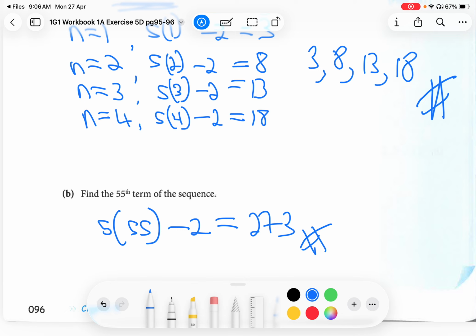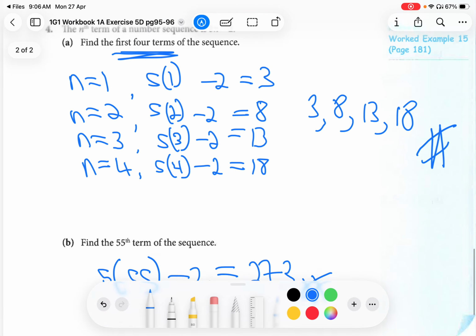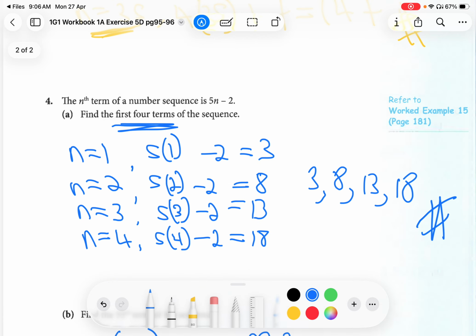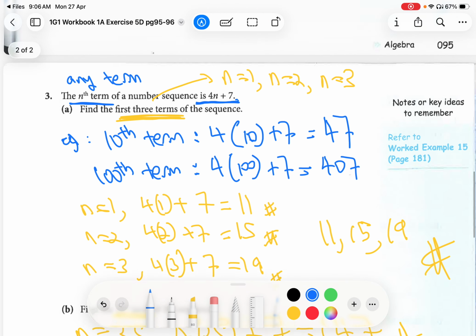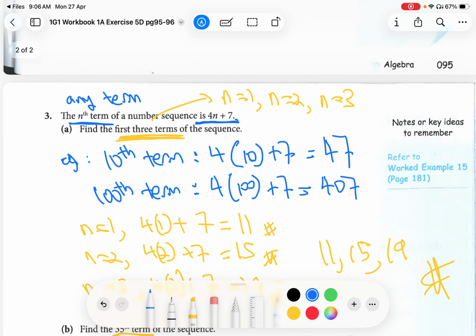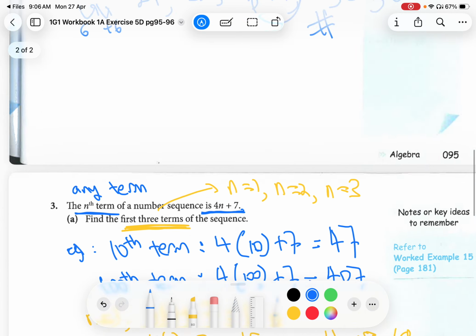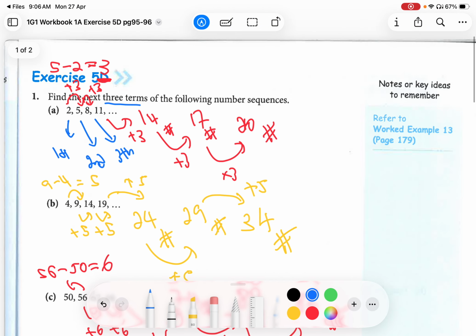And anything you're not sure of, I think this class is not so straightforward, but once you understand the meaning of the nth term, you know what they mean by the first three terms and any term, like the 35th. The rest is quite straightforward. Anything you're not sure of, you can ask me in class. Okay.